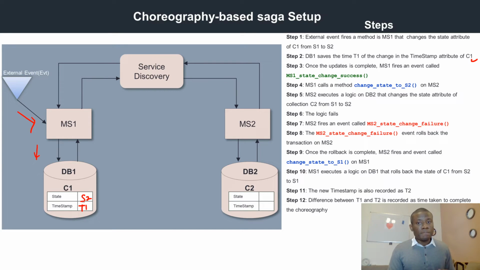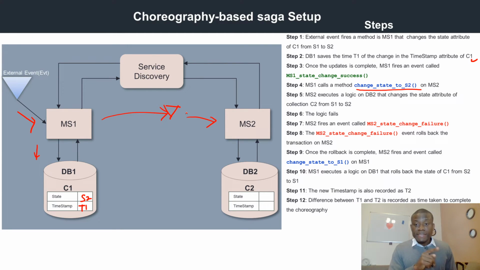or service 1, is going to fire an event called ms1 state change success. So it actually works in microservice 1, does this successfully. ms1 then calls a method change state to s2. Now we are talking about ms1 triggers and events, right? So this event is this event here. That is what is actually happening at this point.